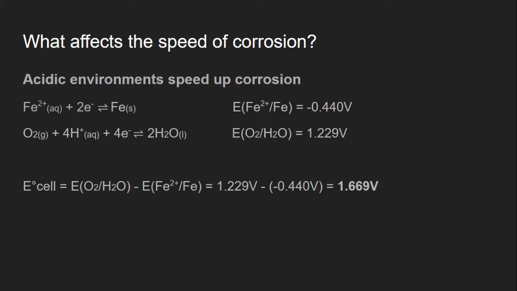So now because it's in an acidic environment, the half reaction is O2 plus 4 H+ plus 4 electrons yields 2 H2O. And so this has a reduction potential of 1.229 volts. So in an acidic environment, the overall cell potential energy is actually 1.669 volts, which is almost double the cell potential energy in the normal state. So this will mean that this reaction happens faster.